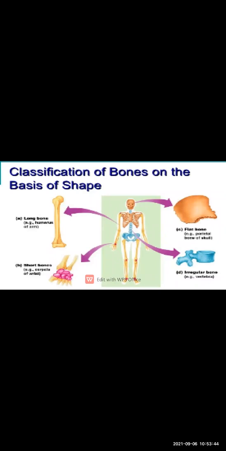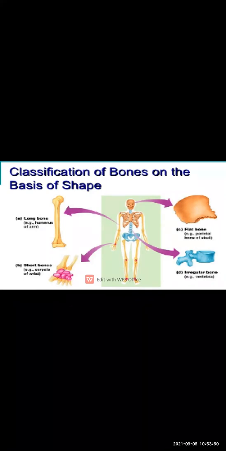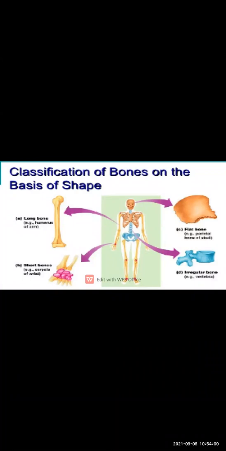Now here you can see the classification of the bones on the basis of shape. So on the basis of shape, bones are classified into long bone, short bone, irregular bone, and flat bone. Okay, so this is the classification of bones done according to the basic shapes.